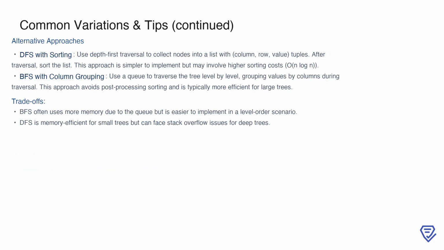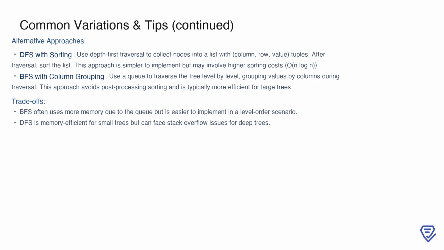For alternative approaches to the problem, you could consider using DFS with sorting. In this method, you perform a depth-first traversal to collect nodes into a list, where each entry is a tuple of column, row, and value. After completing the traversal, you sort this list. While this approach is straightforward to implement, it comes with higher sorting costs, typically O(n log n).